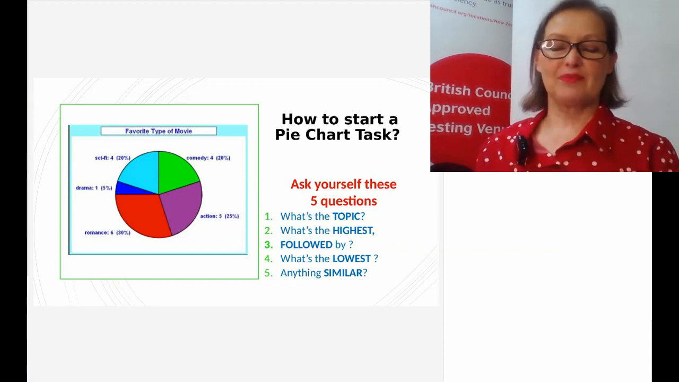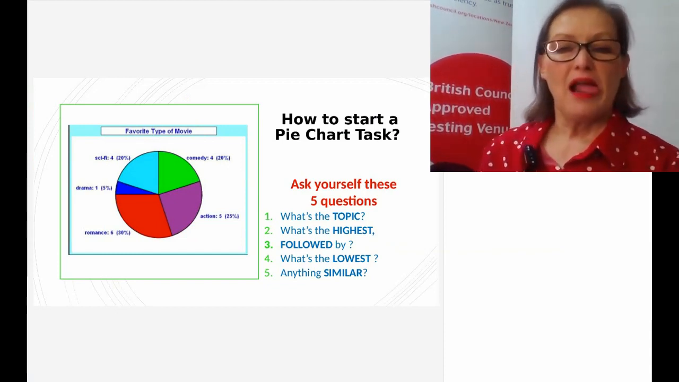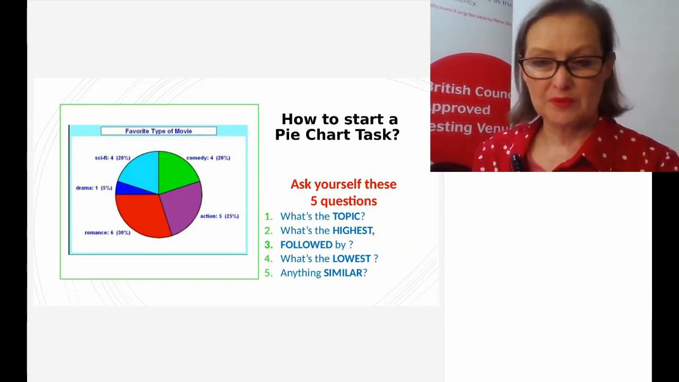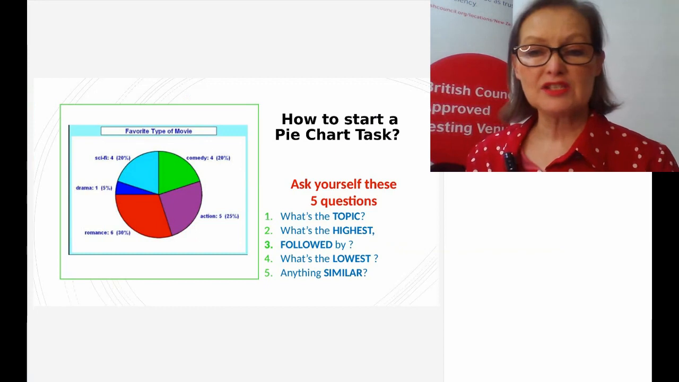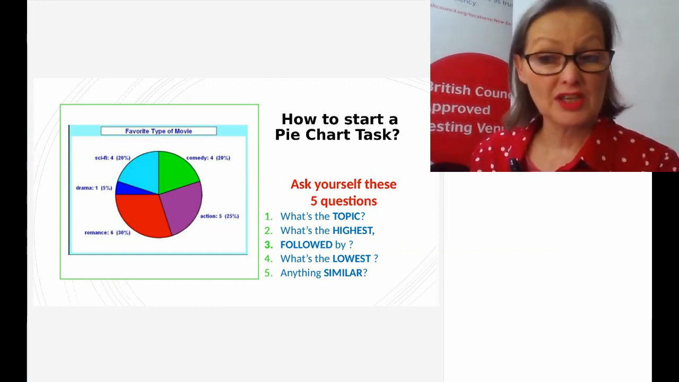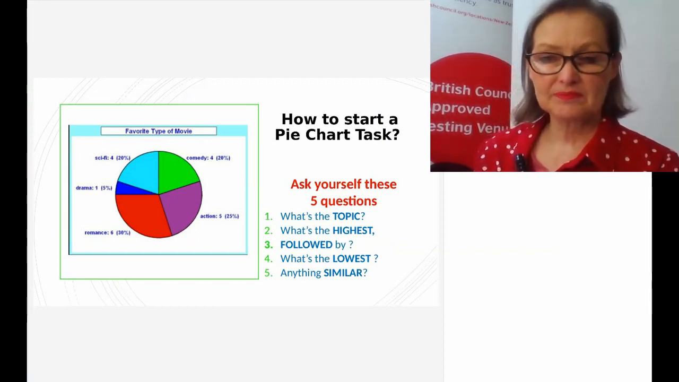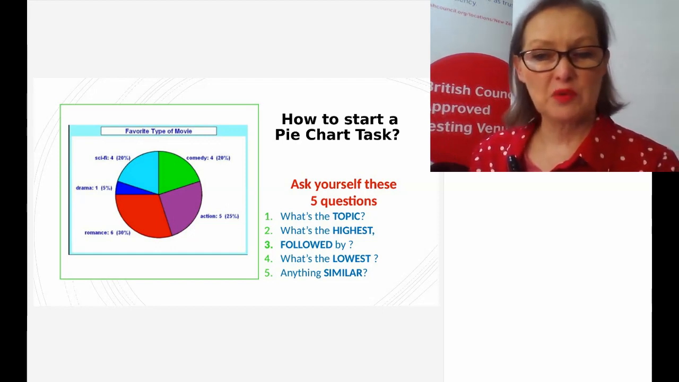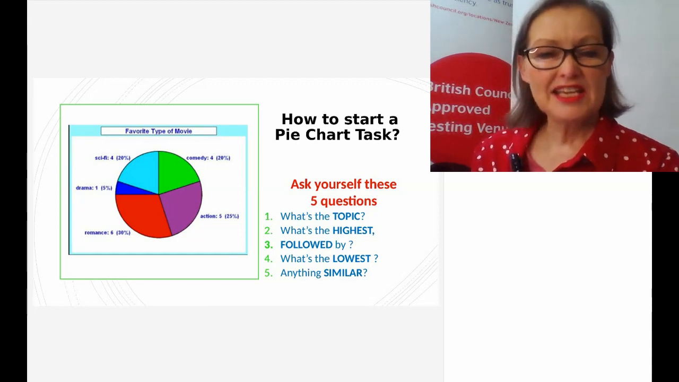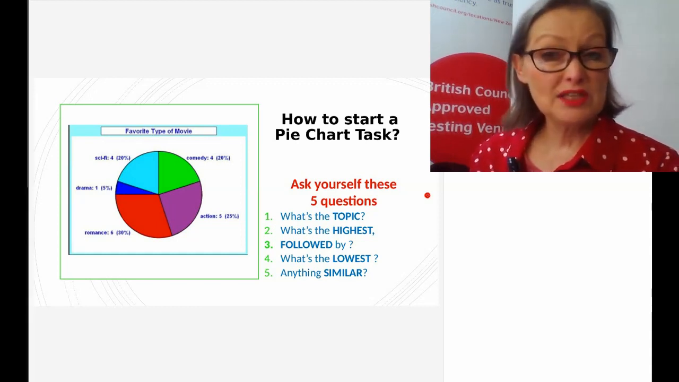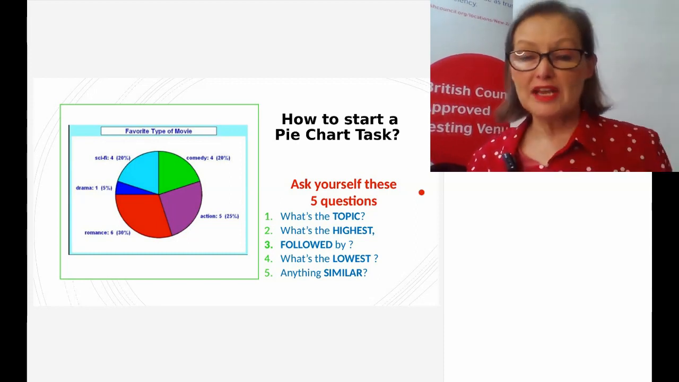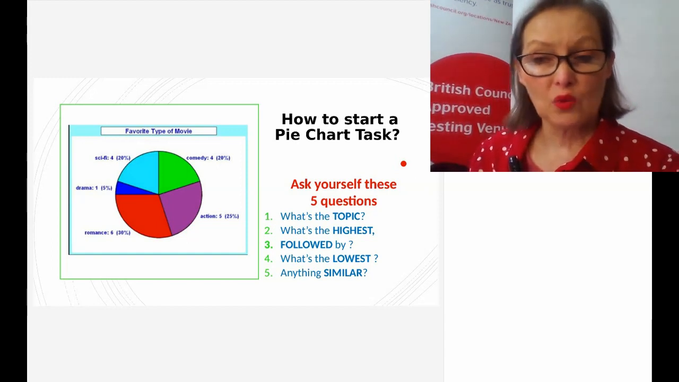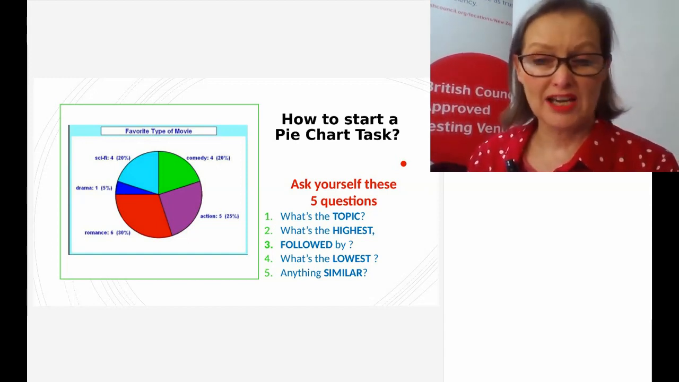So let's start. When we get our pie chart in our exam, in our test, what are we going to do? As I mentioned, I've worked out a simple system through teaching over 20 years. I give you 5 questions. Ask yourself 5 questions. Each of these questions is really important because it's designed to make sure that you get one of those 4 scores that the examiner is going to give you in your writing.